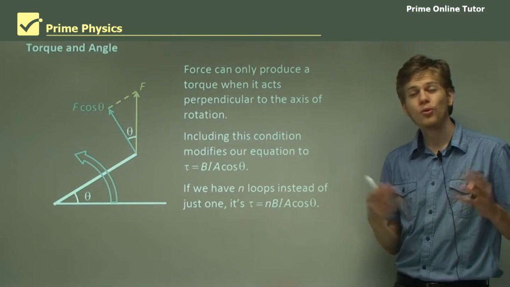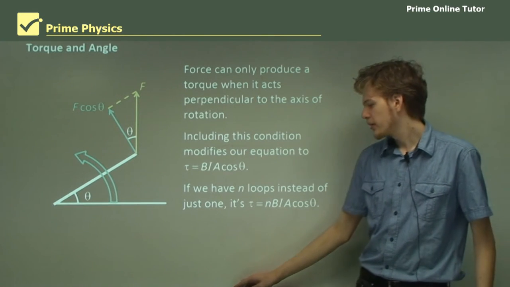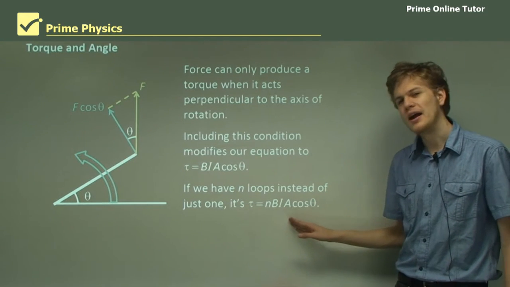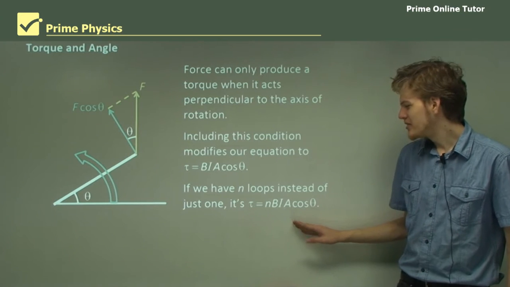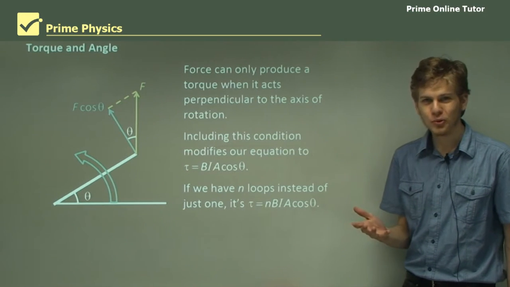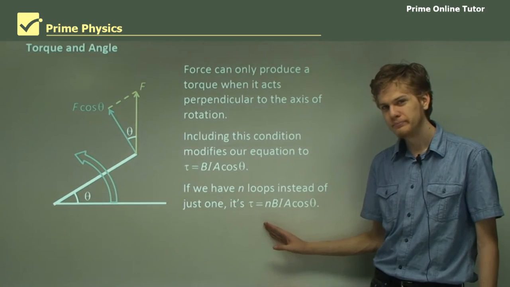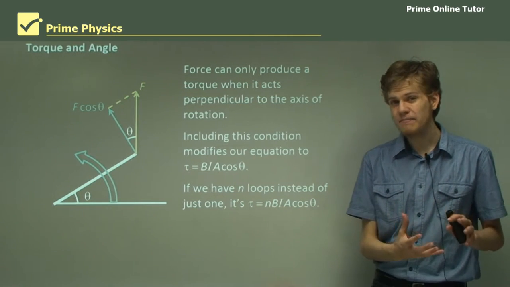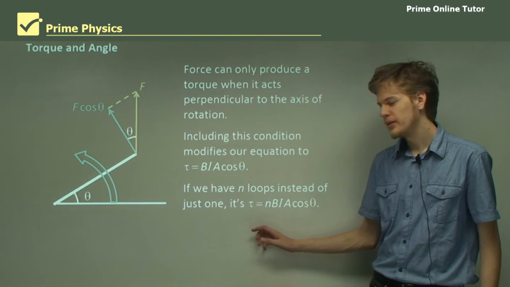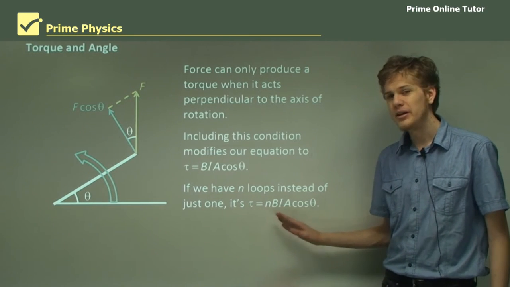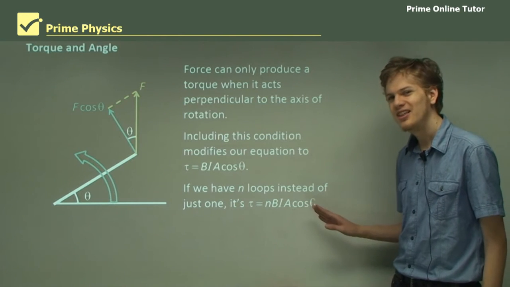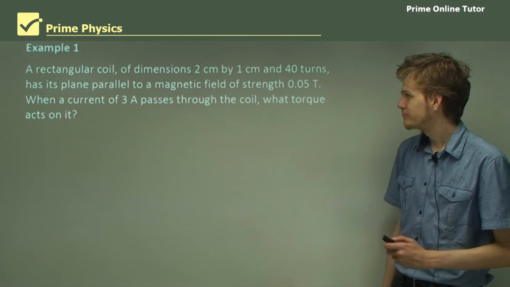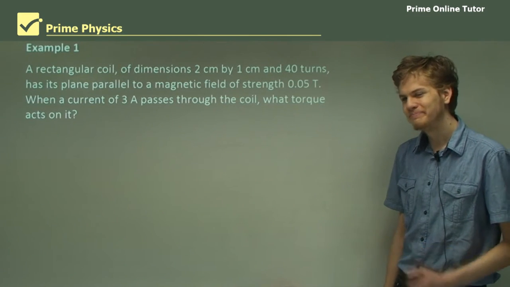And of course, if we have more than one coil in our loop, then we're going to have NBIA cosine theta. And you can see that we just keep adding more and more variables to it, but this is our finishing point. So the torque on a coil with area A and N turns is torque equals NBIA cosine theta. Let's look at an example, shall we?